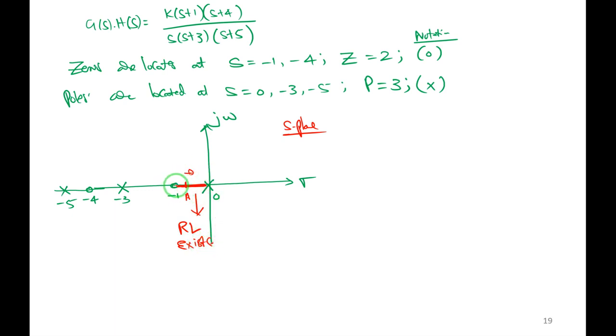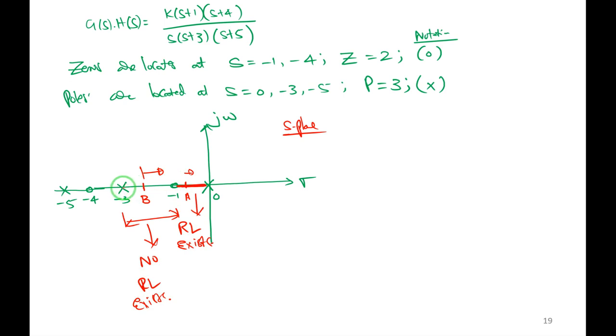Next, I will take the section from -1 to -3. Let me take -1 to -2 and -2 to -3. Nothing is there, right? So let me take one point here. Consider this point B, anywhere. To the right hand side I will count 1, 2. Since there is an even number of poles and zeros, no root locus exists in this section. From -1 to -3, there is no root locus.